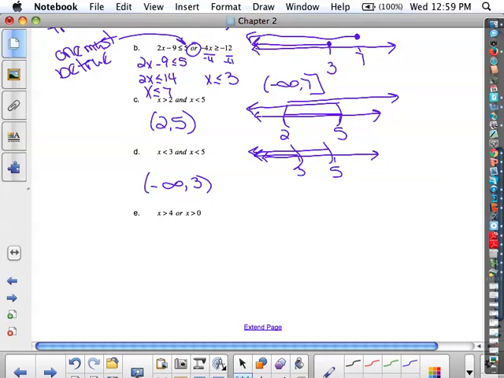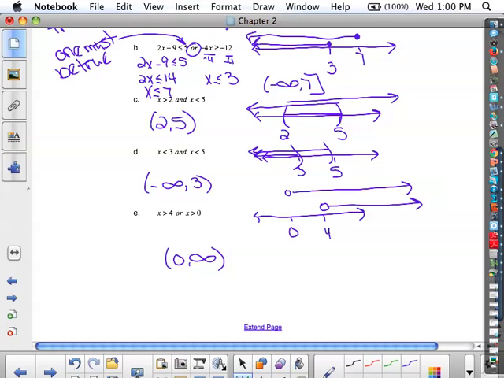Next, I have an "or", x is greater than 4. There's 4. And then x is greater than 0. And because it's an "or", 1 must be true, not both. So you're looking for where either of them exist, and that would be from 0 to positive infinity. So again, "or" is either, and "and" is both. Okay, when you're looking at those "and" or "or" problems.